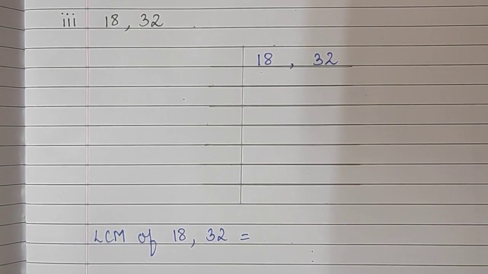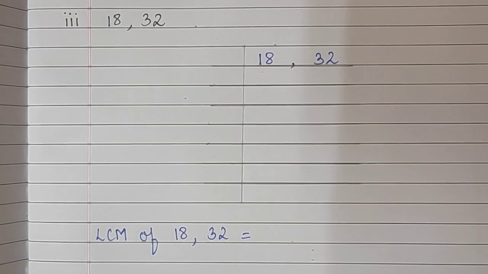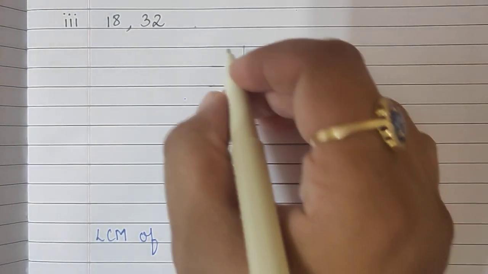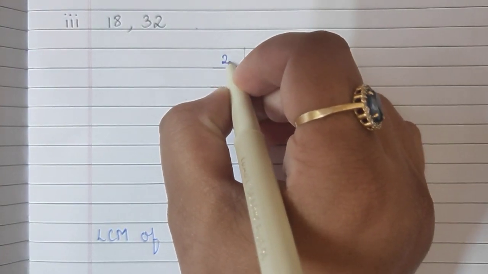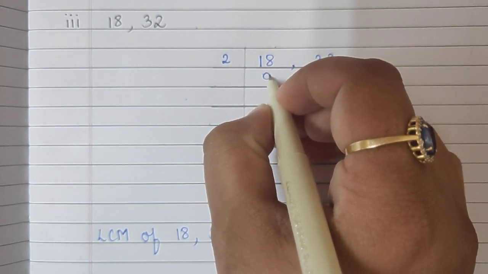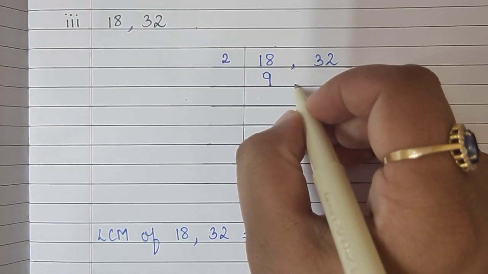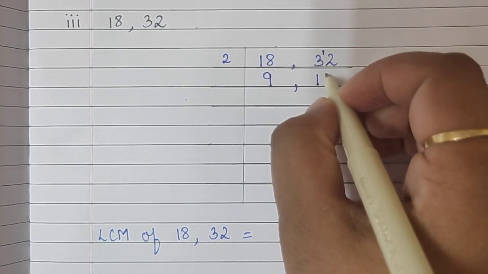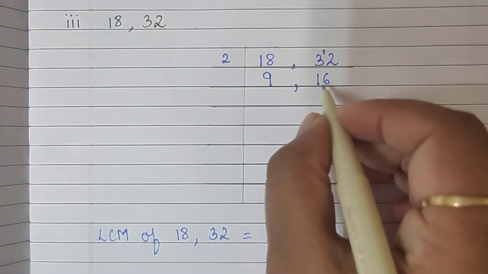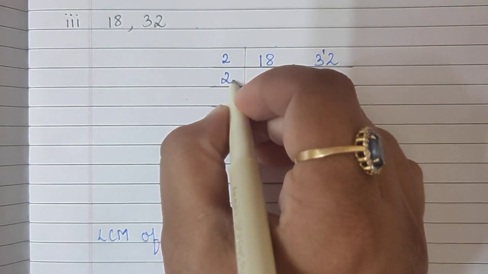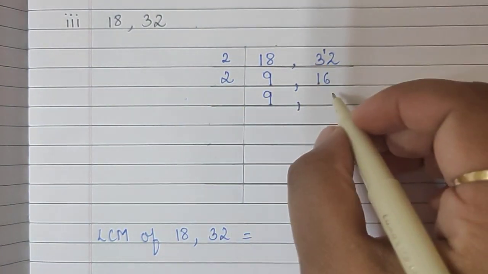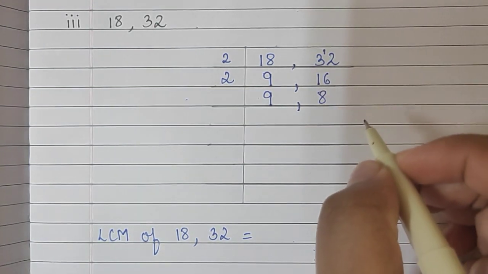Moving to sum number 3, that is 18, 32. So both these numbers will be divisible by 2. So we will begin with 2. 2 9s are 18. 2 1s are 2, carry 1. 2 6s are 12. Again this will go in the 2 times table, so we'll write a 2. We'll copy down 9 as it is. 2 8s are 16.